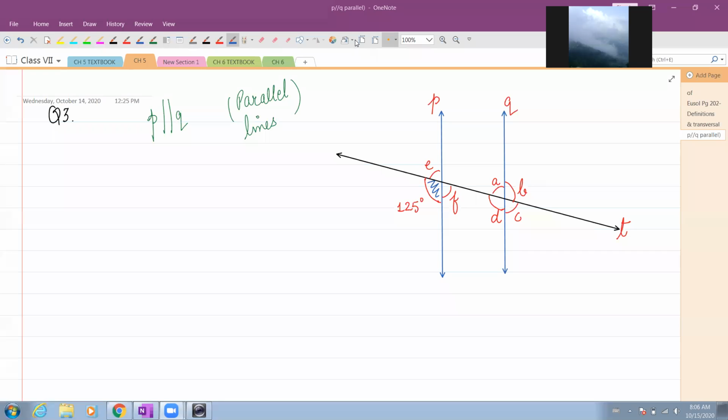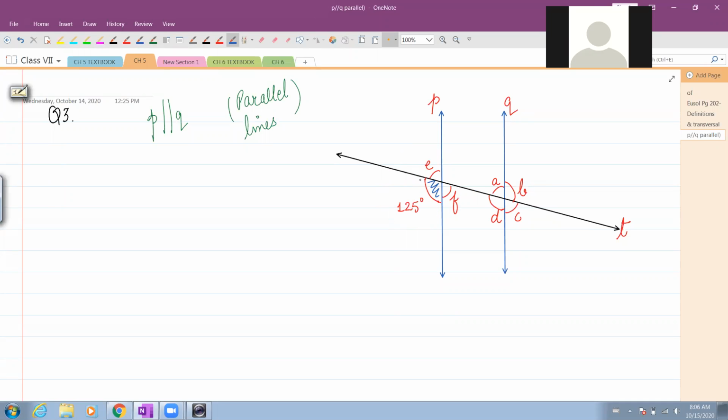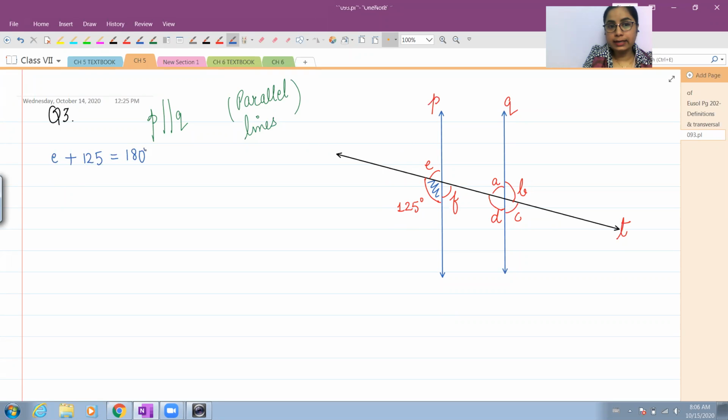What do you think? It's not necessary that you begin with A, you can begin with any angle. So I am first of all taking E and 125. What can you say about these two? Linear pair. That's correct. E and 125 form a linear pair. So let's write down the answer. E plus 125 will be equal to 180. And the reason is E, 125 make a linear pair.